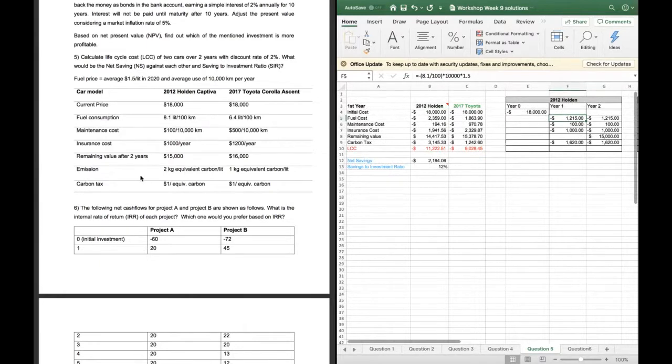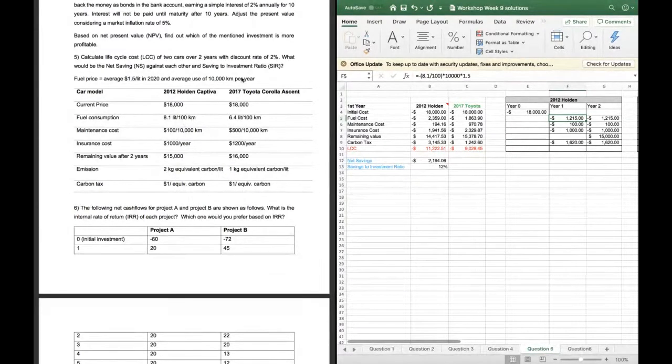So the last one is carbon tax. Now for the carbon tax, first we have to find the total emission, and then we are going to multiply that with this carbon tax value. It is given that you're going to emit 2 kilograms of CO2 equivalent per liter of fuel consumed.